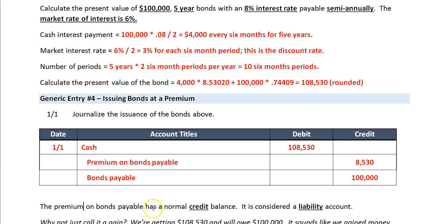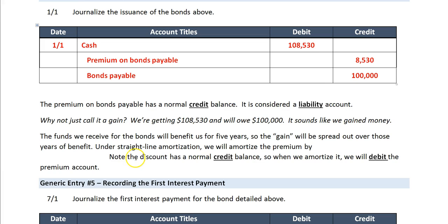Alright, the premium on bonds payable has a normal credit balance. It's considered a liability. It's not a contra liability. It has the same balance as other liabilities. So again, the same type of thinking here. We're not going to call that $8,530 a gain, because we're going to have the money. It's going to benefit us over 5 years, so we're going to spread it out over 5 years.